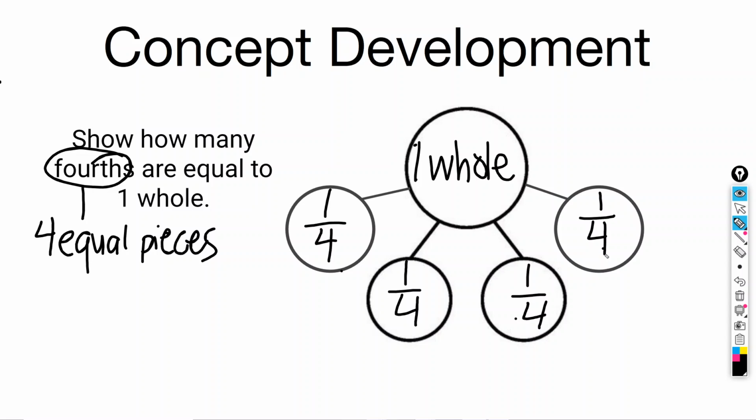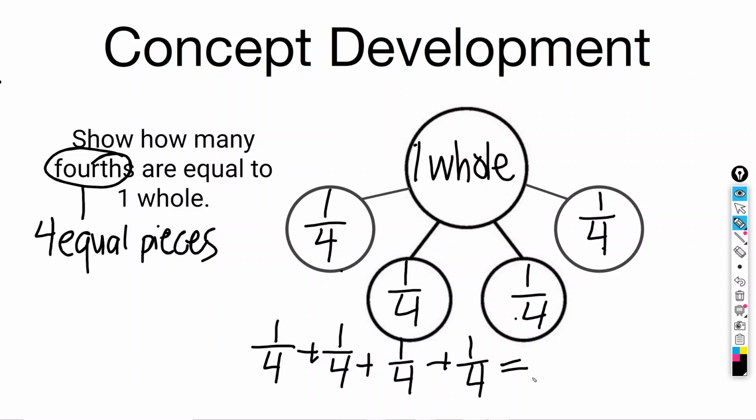Now we're going to check our work by adding them together. 1/4 plus 1/4 plus 1/4 plus 1/4. Okay, because we have 4 of them. 1, 2, 3, 4. Now the bottom number, remember, stays the same because it's broken into 4 equal pieces. That doesn't change. What does change is how many of them we have. So let's count. 1, 2, 3, 4. 1 plus 1 plus 1 plus 1 equals 4.